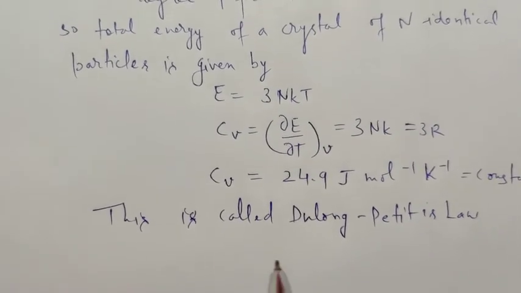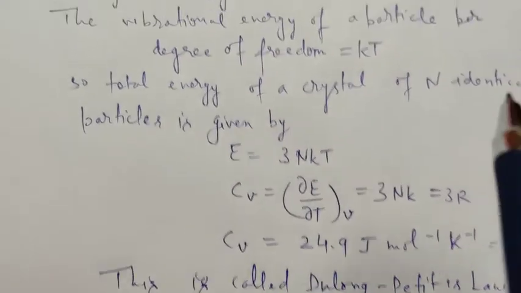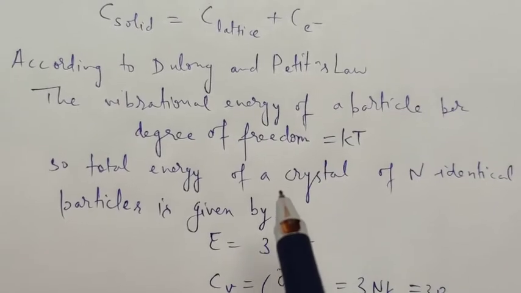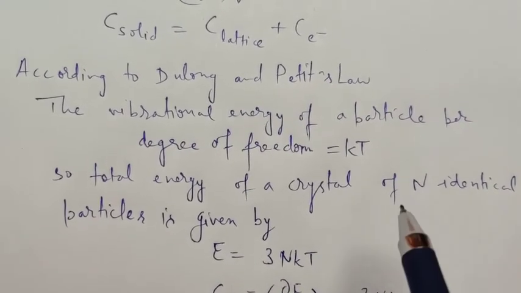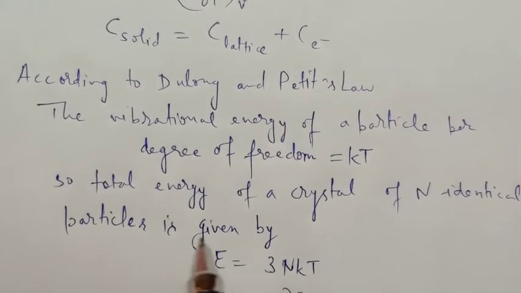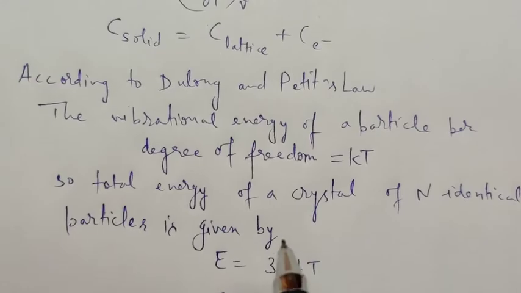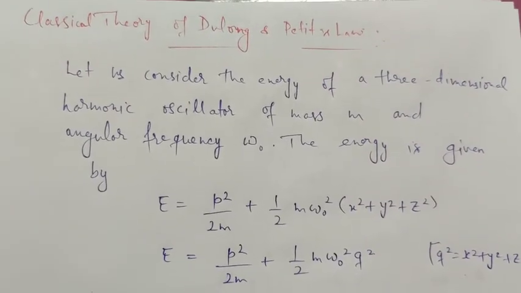So now we will derive this Dulong and Petit law by considering that this crystal is made up of n number of identical particles, and these n identical particles will be assumed as simple harmonic oscillators. So now we will find out the classical theory of Dulong and Petit's law.